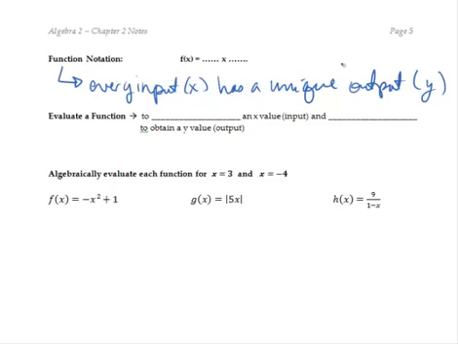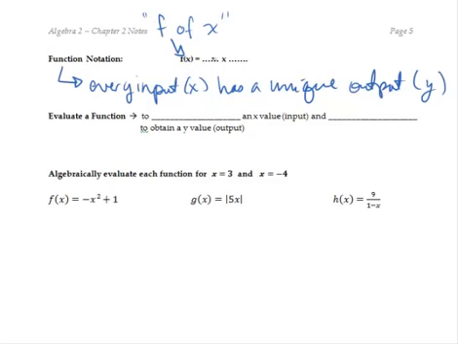We need to talk about how in math we show functions, and one of the ways we do that is with function notation. So you will see things in this lesson where it says f of x. That's how we read this. This is read as f of x, and that's function notation.